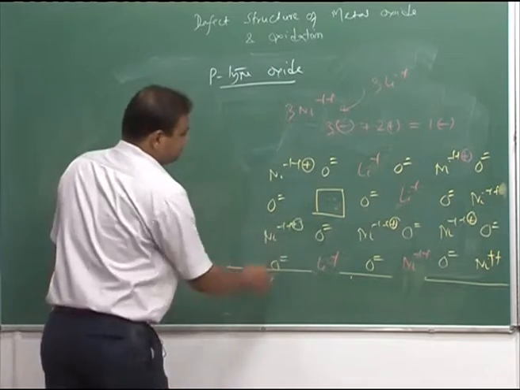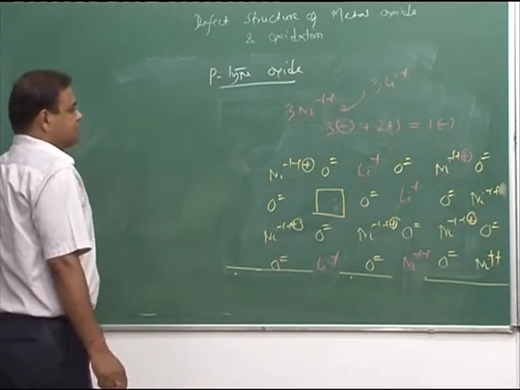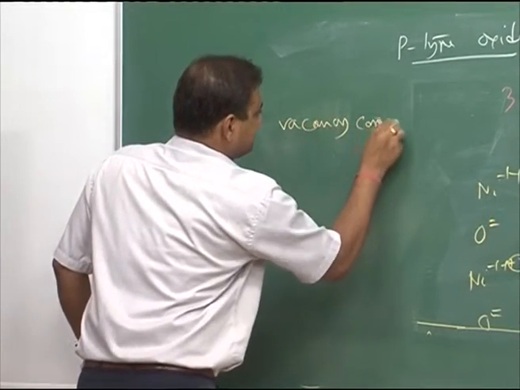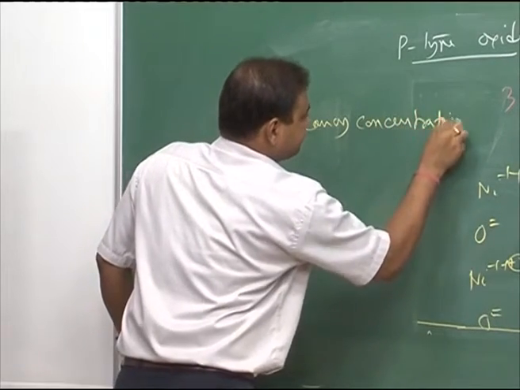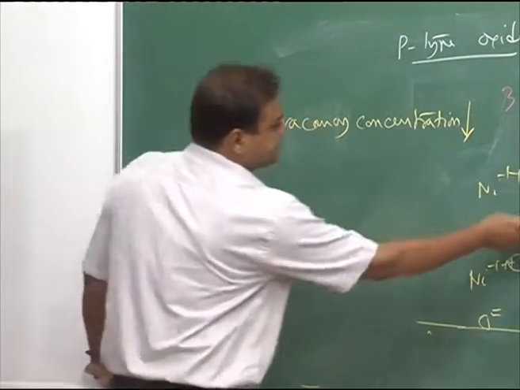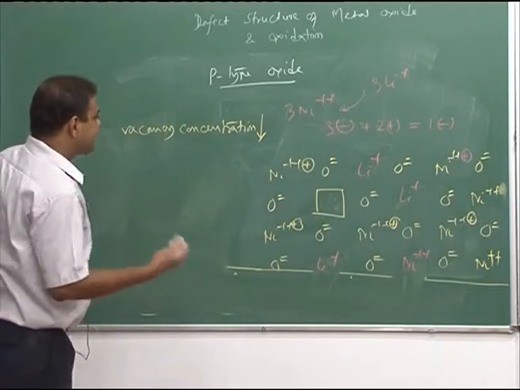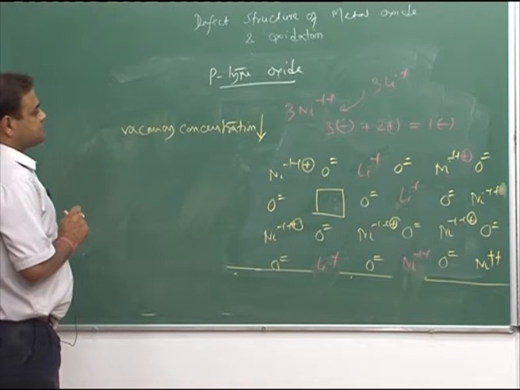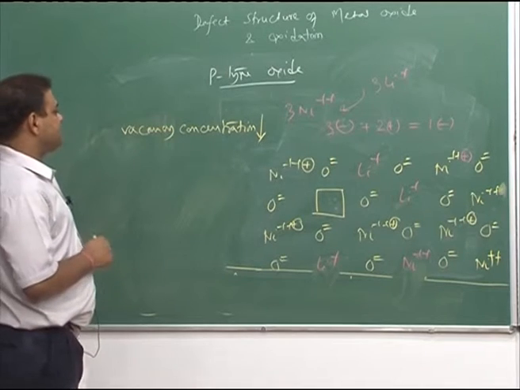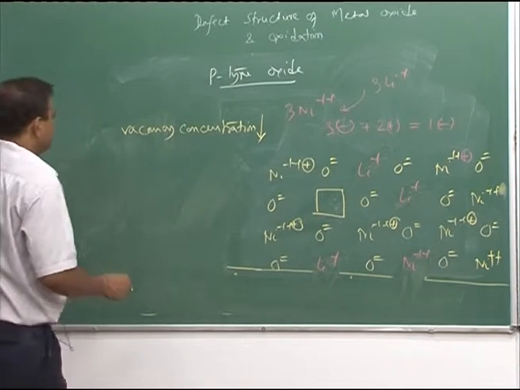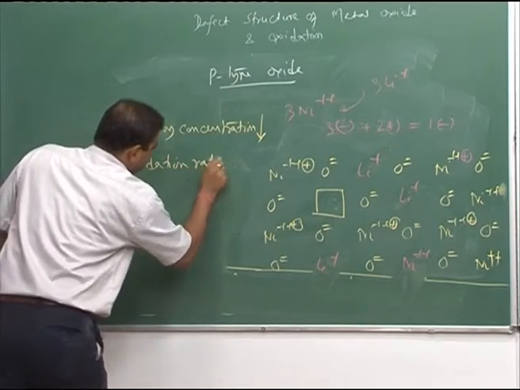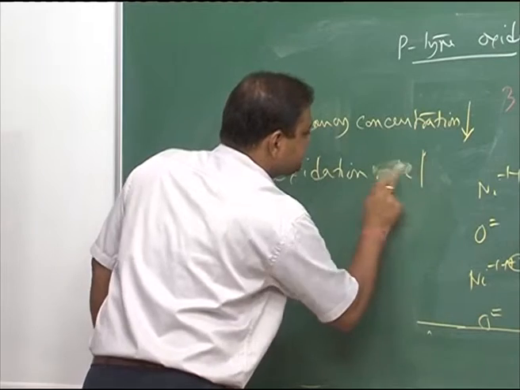Now, in this structure we see that the vacancy concentration is decreasing. If we decrease this vacancy concentration, there would be less nickel plus diffusion through the oxide layer, and if there is less nickel plus diffusion, then my oxidation rate would decrease, oxidation resistance would increase.